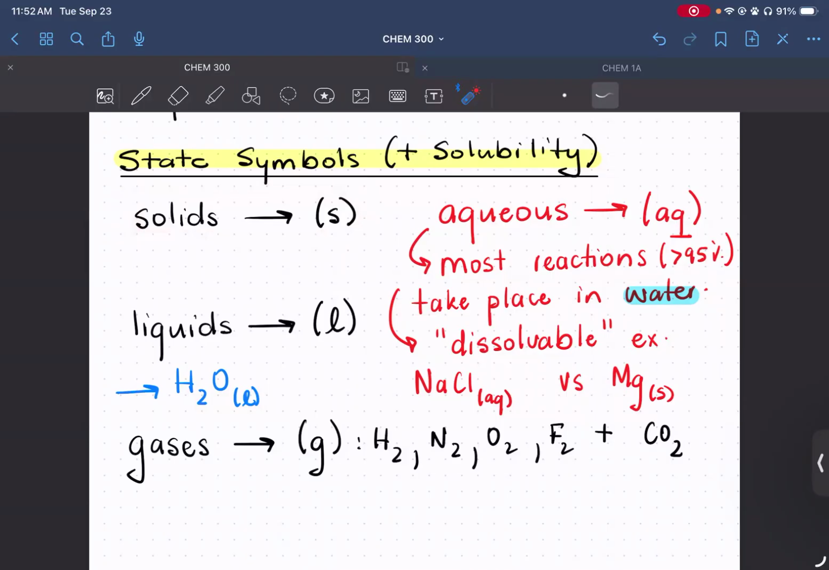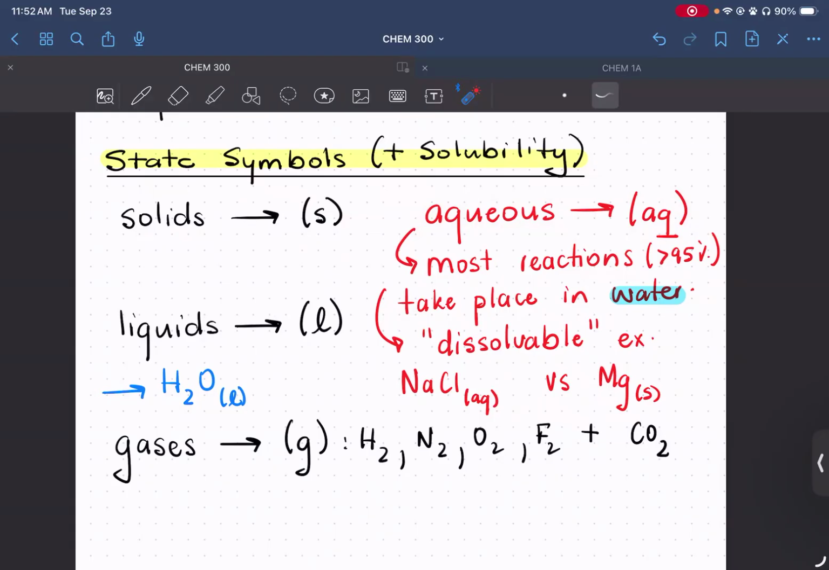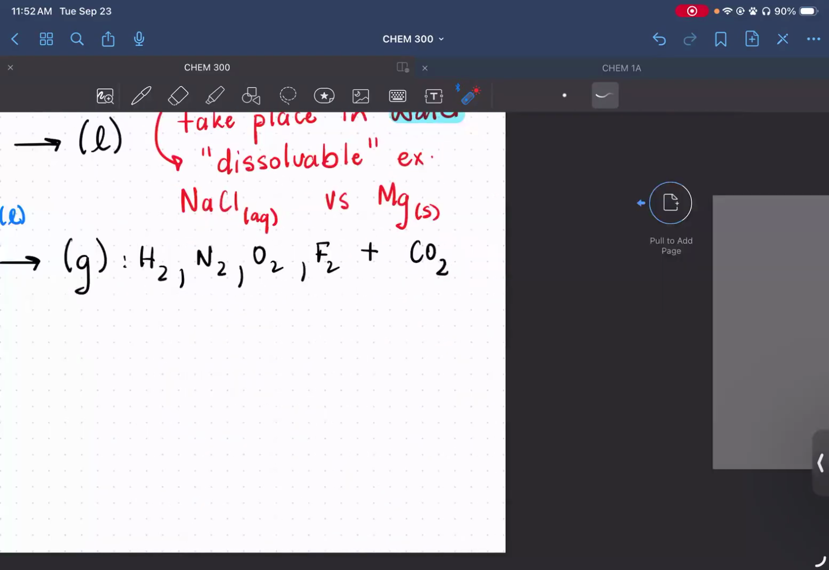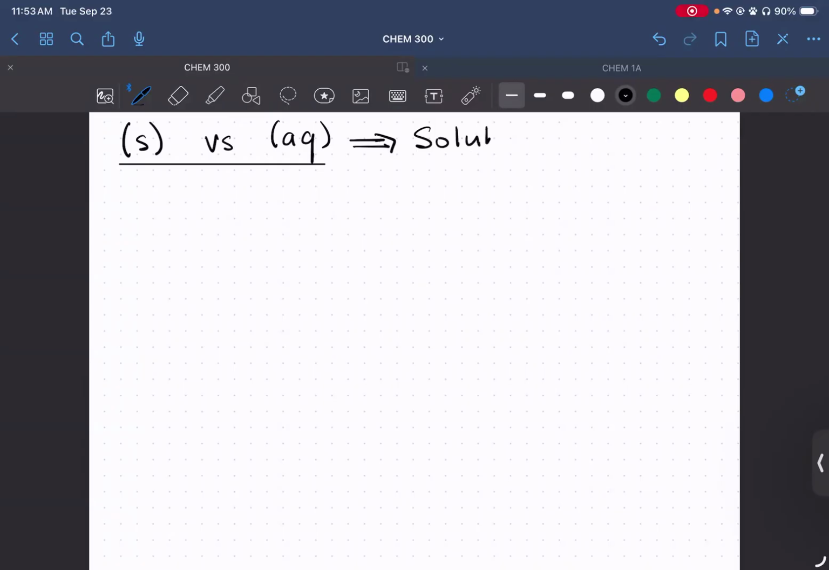The only question is right now, how do we determine if something is aqueous? Because table salt is one thing. Most of us are familiar with table salt. But you can't use that logic every single time because you may not know every single chemical we encounter. So how do we tell the difference between a solid compound versus an aqueous compound? This is where solubility rules come in.